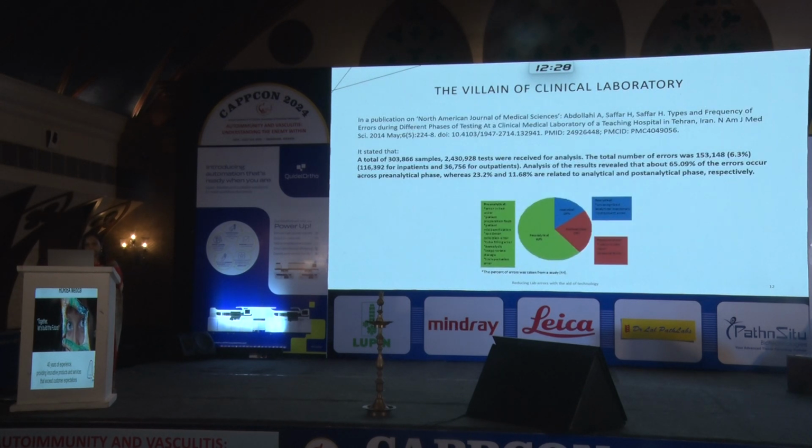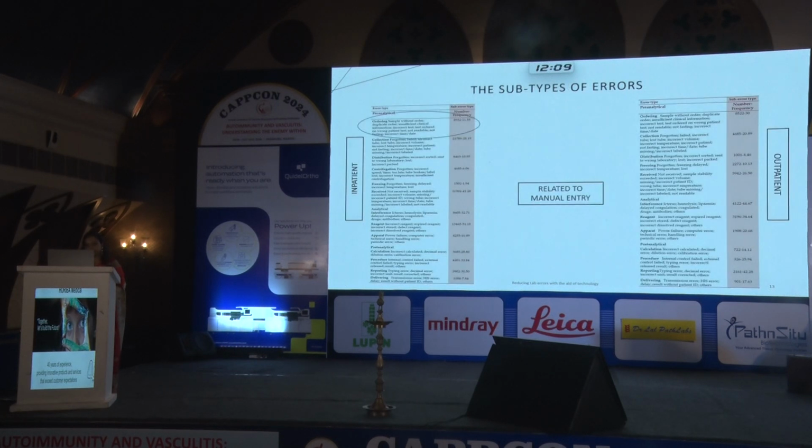A publication in the North American Journal of Medical Sciences shows that 65% of the errors are due to errors occurring in the pre-analytical phase, whereas 23% and 11.6% are respectively related to analytical and post-analytical errors. So these are the different subtypes of error that are related to manual entry. I'll not go into the details.